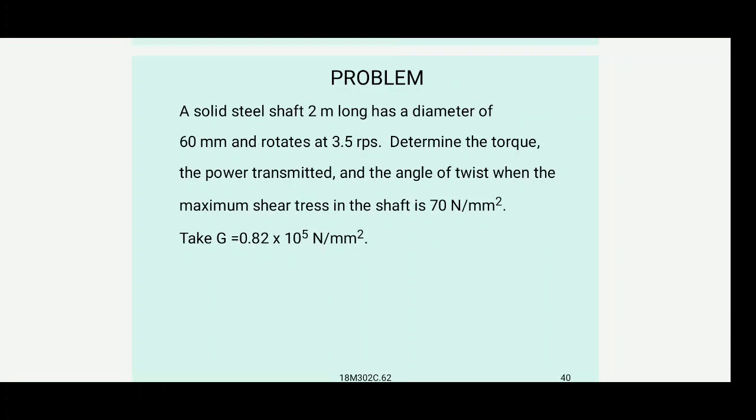Another problem. A solid steel shaft 2 meters long has a diameter of 60 mm and rotates at 3.5 rps. Determine the torque, the power transmitted, and the angle of twist when the maximum shear stress in the shaft is 70 Newton per mm square. Take G is equal to 0.82 into 10 to the power of 5 Newton per mm square.